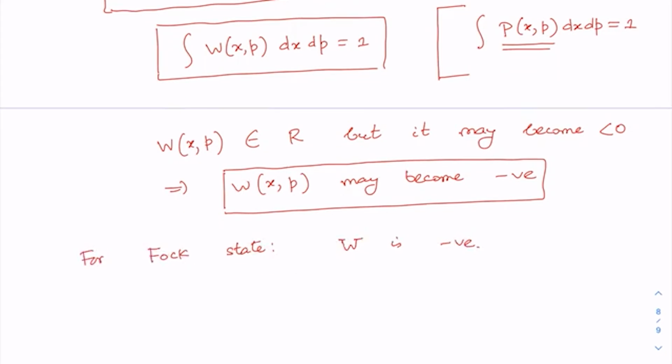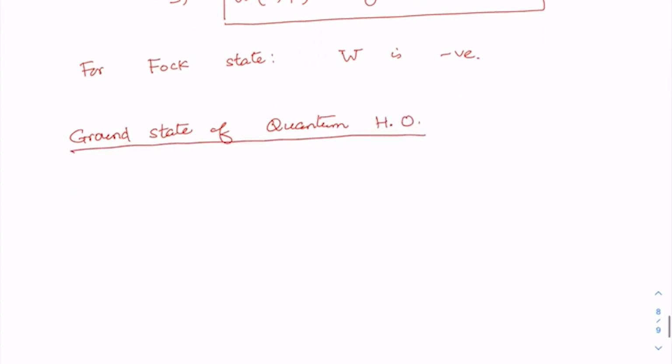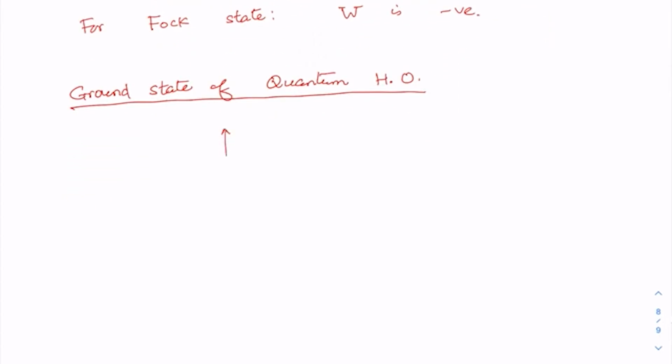I will not go into the details of the calculations, but let me show you some pictorial representation of quantum states using Wigner density. For example, the ground state of quantum harmonic oscillator. If I talk about the ground state of quantum harmonic oscillator, its Wigner distribution function can be represented this way.